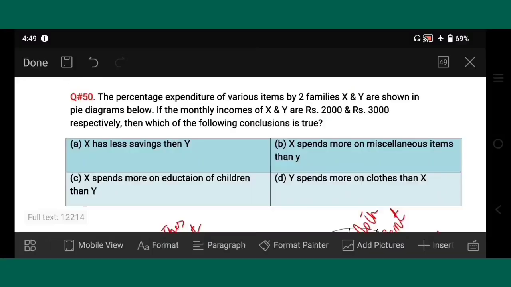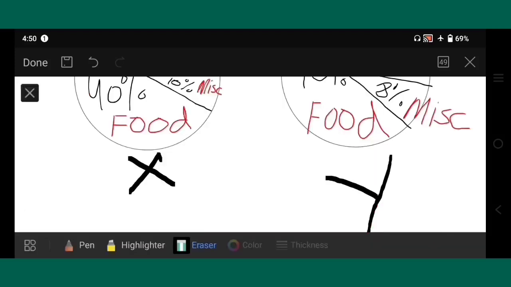Question number 50. The percentage of expenditure on various items by two families X and Y are shown in pie diagrams below. If the monthly incomes of X and Y are rupees 2000 and rupees 3000 respectively, then which of the following conclusions is true? We have four options. X has less savings than Y, X spends more on miscellaneous items than Y, X spends more on education of children than Y, Y spends more on clothes than X. This is the pie chart.